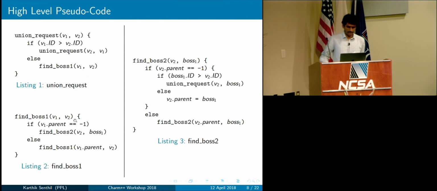So based on this, we came up with some high-level pseudocode, and we decided on 3 important functions that are central to our algorithm. The first one is the union operation, or the union request, and the other functions are the find operation, split into 2 as find boss1 and find boss2. These are equivalent to the entry methods that we implement for this algorithm in Charm++.